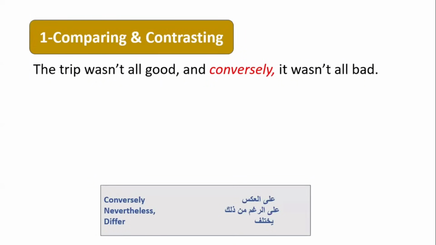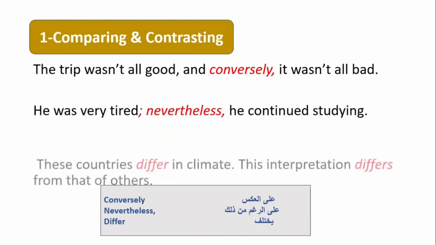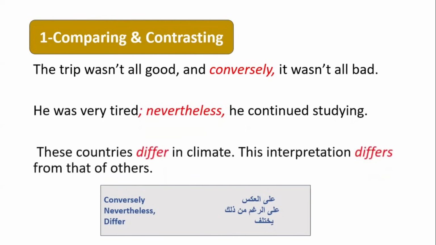This is an expression, I don't know, it might be new for you. Conversely, على العكس, okay, you can use it like this. And conversely, the trip wasn't all good. الرحلة ما كانت جيدة. وكمان على العكس ما كانتش سيئة. Conversely, words like nevertheless, على الرغم من ذلك, the verb differ, يختلف. These countries differ in climate. You see how we compare things together? Okay.